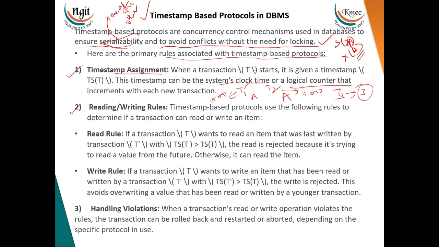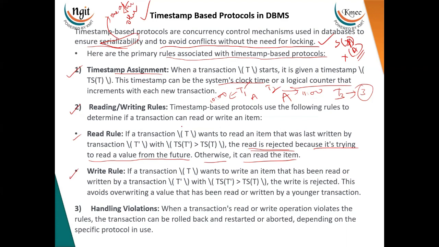Reading or writing rules. Whenever a transaction based on the timestamp protocol wants to execute, it has to follow certain rules. That is the read rule and the write rule. Let us read out and understand what the read and write rules are. If the transaction T wants to read an item that was last written by the transaction T dash with timestamp of T dash greater than timestamp of T, the read is rejected. The read is rejected because it is trying to read a value from the future. Otherwise, it can read the item.